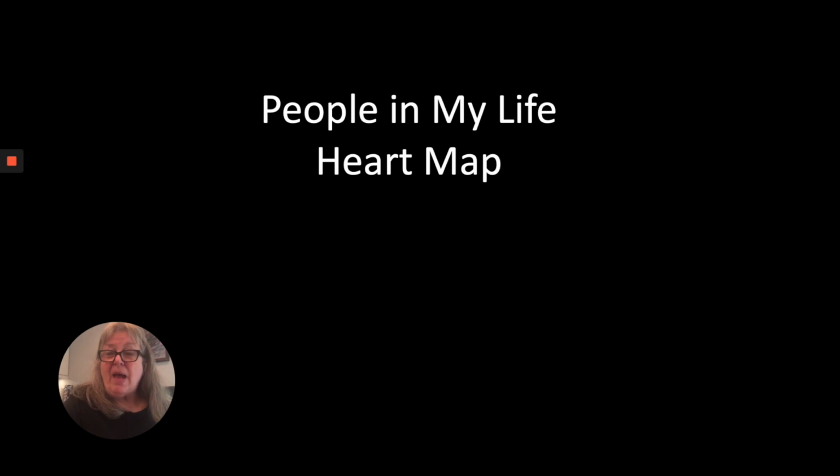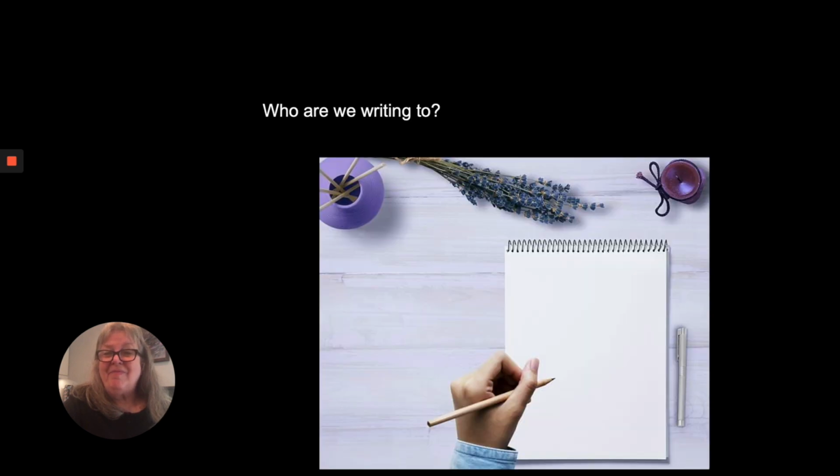Let's make a heart map. It's important to know who in our lives we might be writing to, besides our teachers and besides whoever in school will be evaluating our writing and giving us credit or grades for it. What about our other writing? When we use literacy for real purposes, to write to people, what about those people?